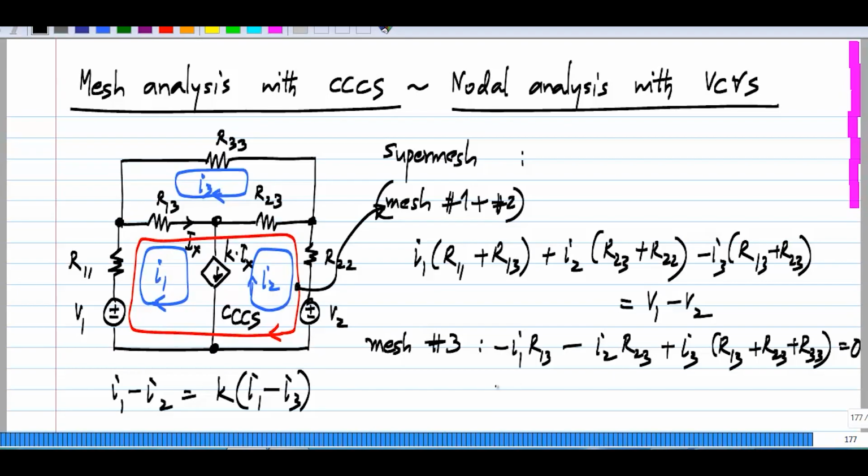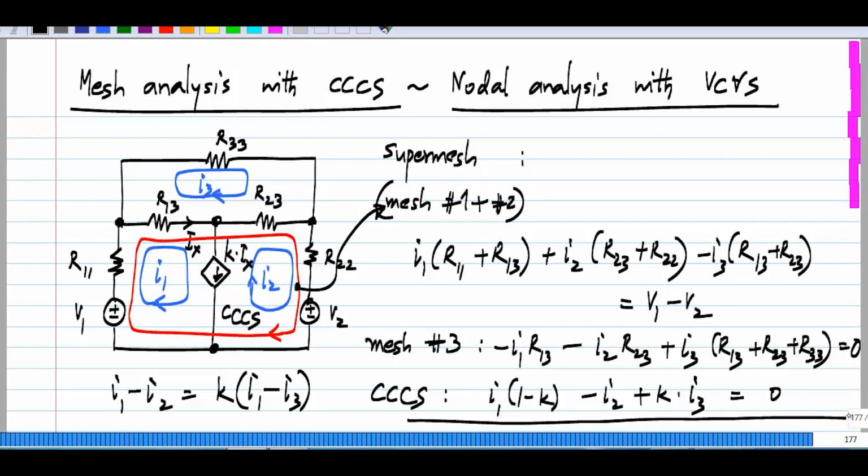So if I take all the unknowns on the left side, I will get the equation for the current controlled current source, which is that I1 times 1 minus k minus I2 plus k times I3 equals 0. So this is what I'll have. And I can of course write that in matrix form.